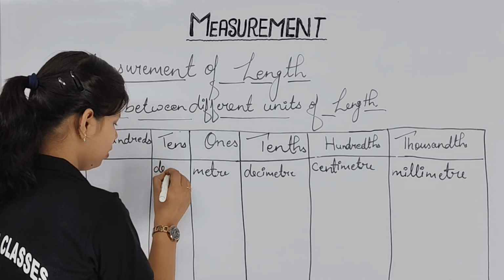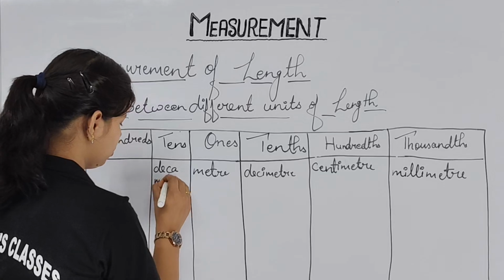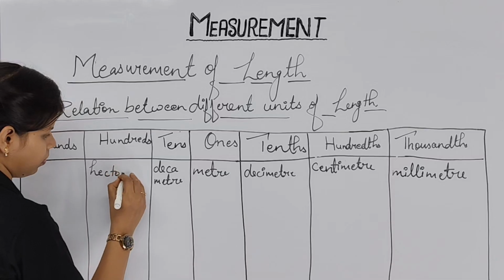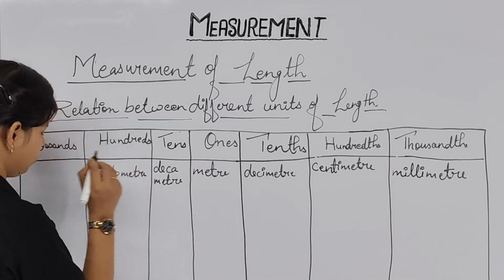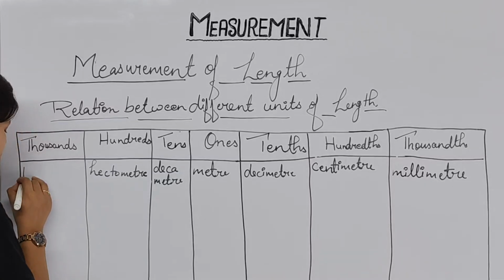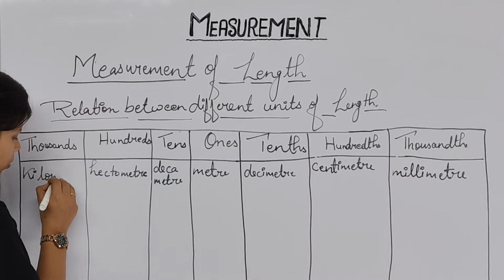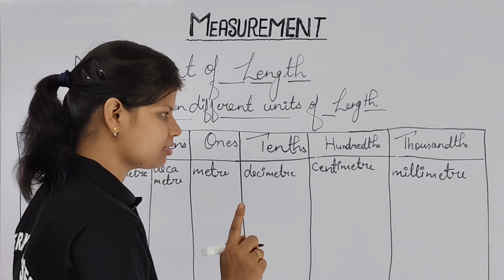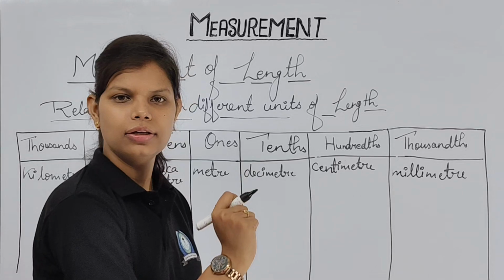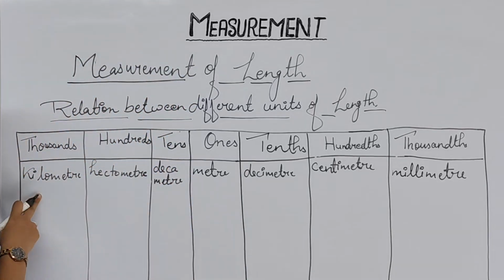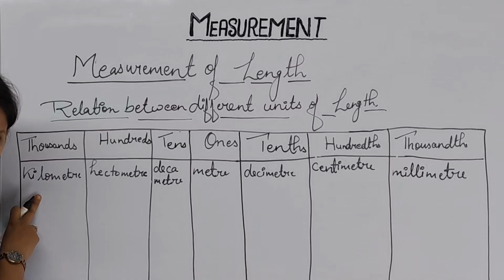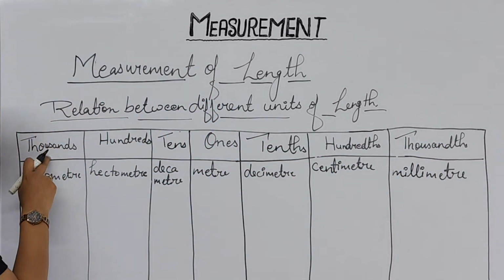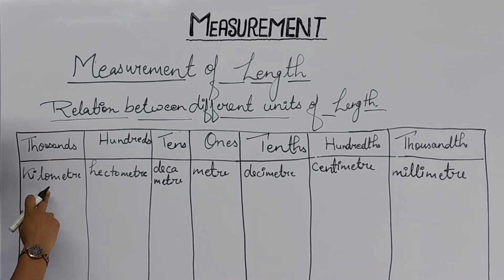Then you are having deca, hecto, and then last, the biggest will be your kilometer. Understood, no children? Please try to understand this point. The smallest will be your millimeter and your biggest will be your kilometer. Please don't be confused. Thousandths will be the smallest one. This 1000 will be your biggest one. And these all are the values.